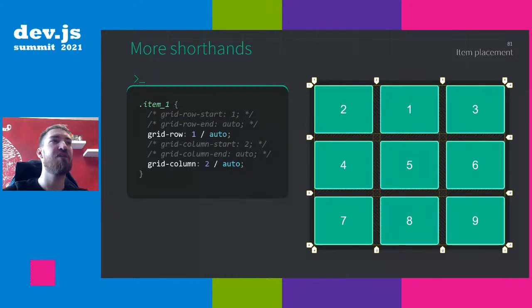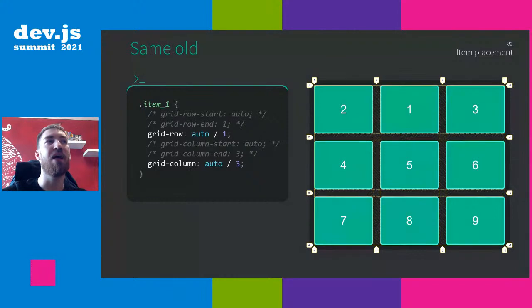So we can use that to specify that item number 1 should start at line number 1 for the row, so the first horizontal line, and then line number 2 for the second vertical line. And we can also specify that item number 1 should end at line number 1 horizontally and line number 3 vertically. And this will not change the position, as you can see. And the reason is because in both cases, we are specifying the same position.